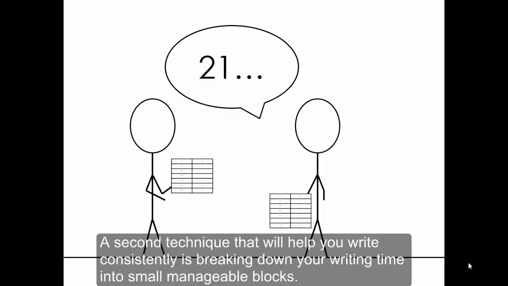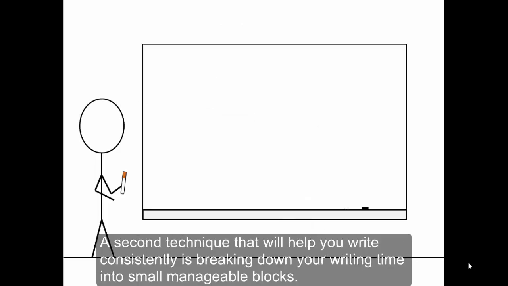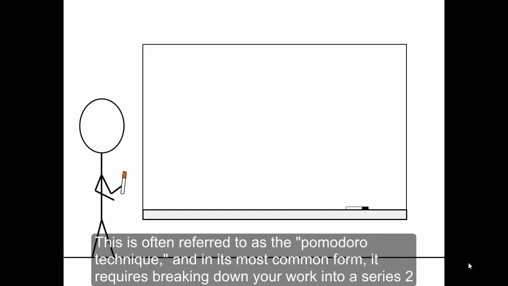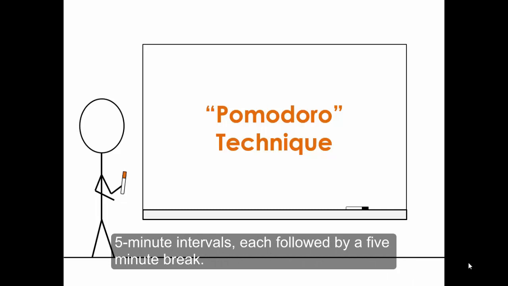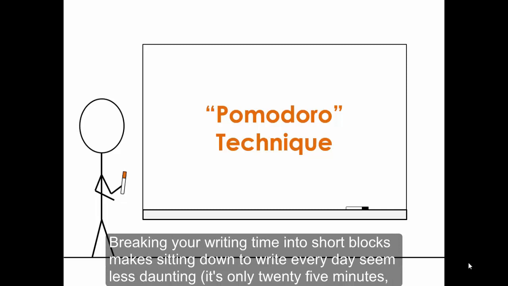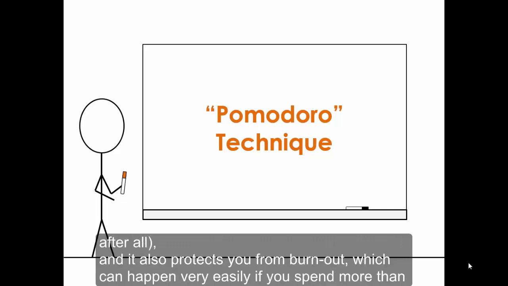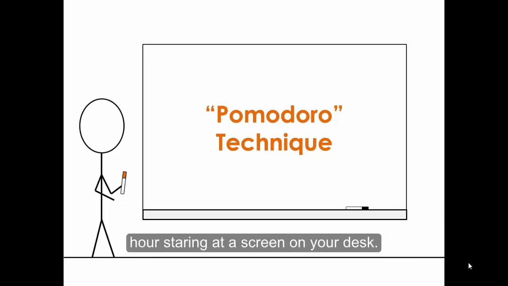A second technique that will help you write consistently is breaking down your writing time into small, manageable blocks. This is often referred to as the Pomodoro technique, and in its most common form, it requires breaking down your work into a series of 25-minute intervals, each followed by a 5-minute break. Breaking your writing time into short blocks makes sitting down to write every day seem less daunting. It's only 25 minutes after all, and it also protects you from burnout, which can happen very easily if you spend more than an hour staring at a screen on your desk.